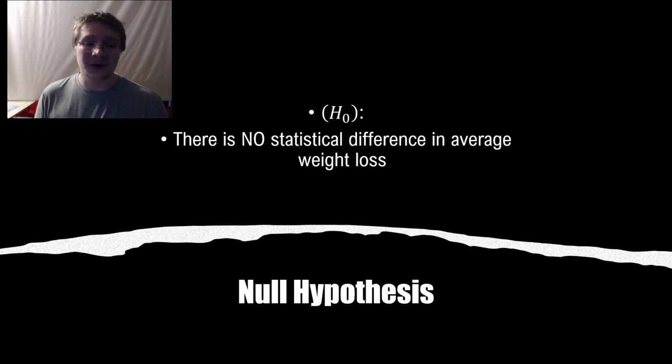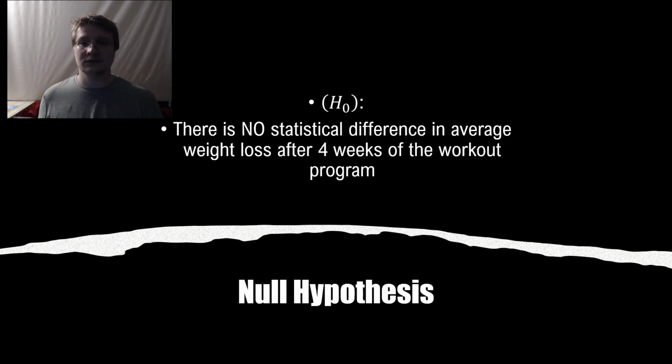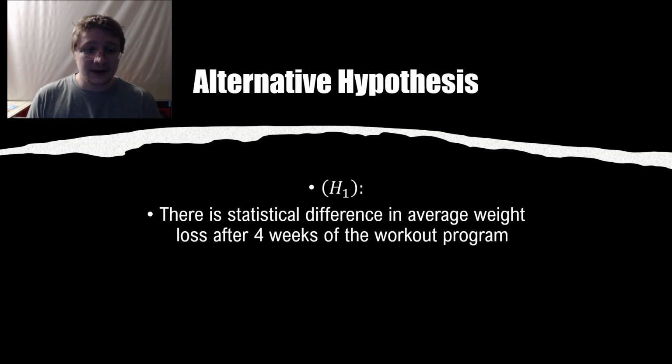Our null hypothesis here is that there is no statistical difference in average weight loss after the 4 weeks. All right, it is updated. The null hypothesis is now that there is no statistical difference in average weight loss after 4 weeks of the workout program. And our alternative hypothesis is that there is a statistical difference in average weight loss after 4 weeks of the workout program.